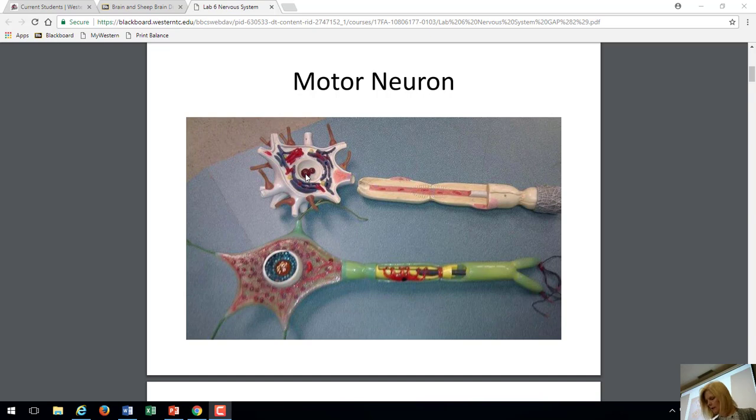So nucleus, nucleoli. And then these extensions coming off of the cell body, the white ones, ignore the brown ones here. These are axon terminals from other axons or other neurons. So just the white extensions here, those are the dendrites. So that's the receiving end of our neuron.